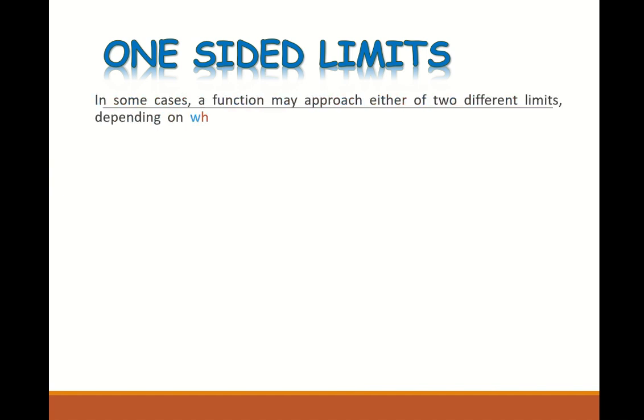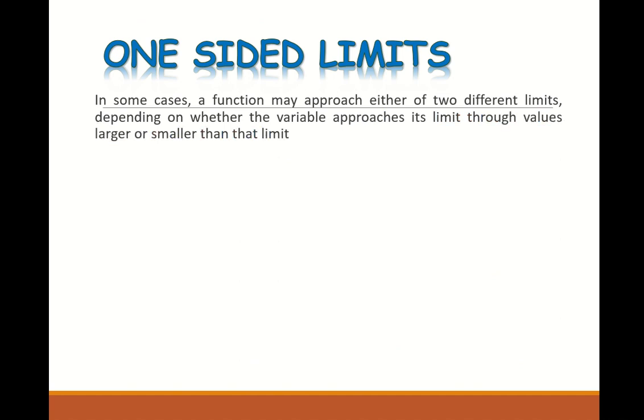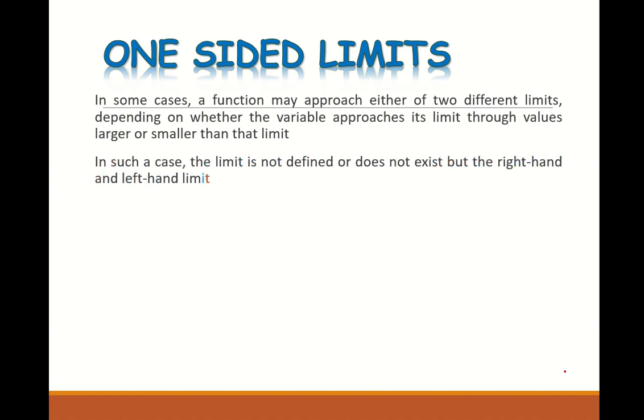In some cases, a function may approach either of two different limits depending on whether the variable approaches its limit through values larger or smaller than that limit. In such a case, the limit is not defined or does not exist, but the right-hand and left-hand limits exist.